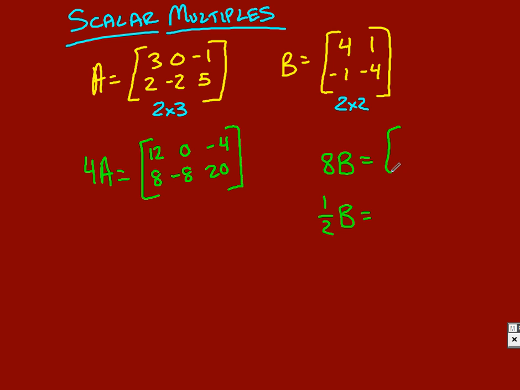Same here, I can do it. This is a 2 by 2 matrix. So 4 times 8 is 32, 1 times 8 is 8, negative 1 times 8 is negative 8, negative 4 times 8 is negative 32. So there's a resultant there.